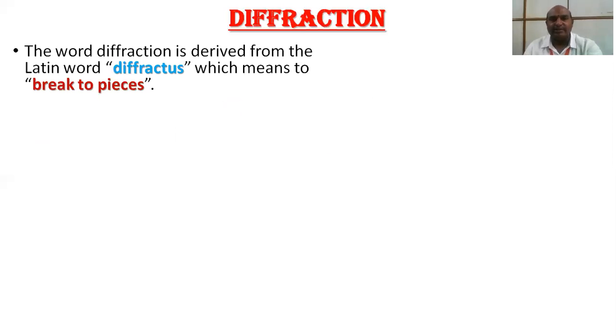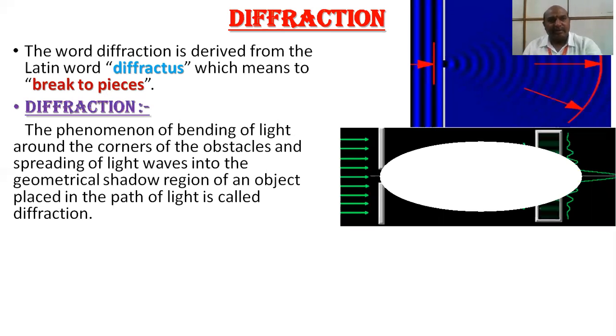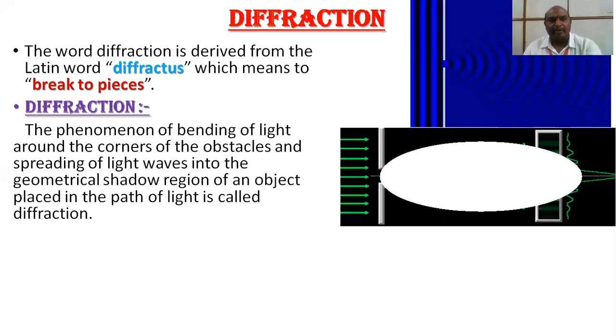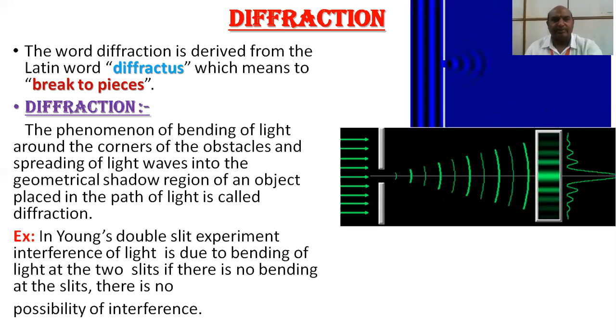So, what is diffraction? The word diffraction is derived from the Latin word diffrax, which means to break into pieces. Diffraction is the phenomenon of bending of light around the corners of an obstacle and spreading of light waves into the geometrical shadow region of an object placed in the path of light. Examples are colors observed in thin films and colors observed in peacock feathers.